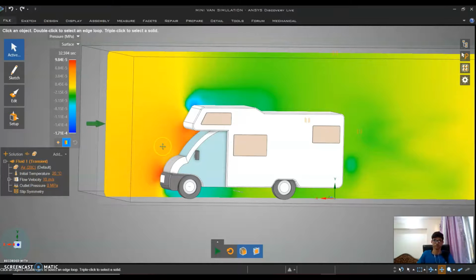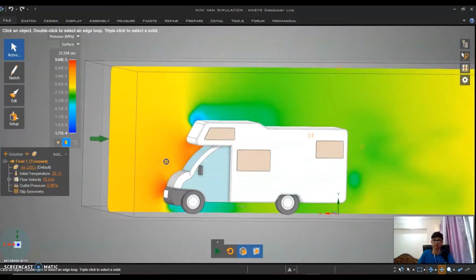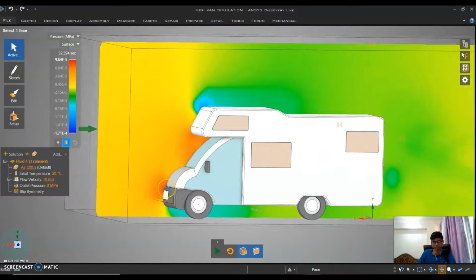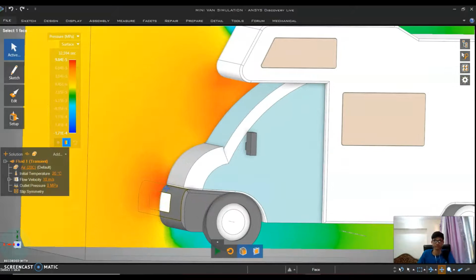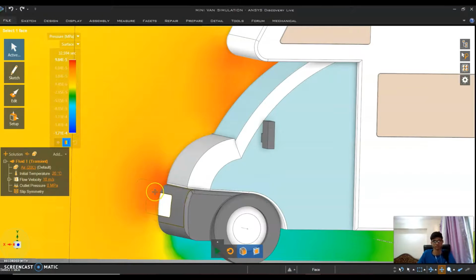Hello sir, this is Sumit Kulkarni and I have done simulation for this minivan. Previously in the video you have seen simulation and the magnitude of pressure acting in different regions of a Formula 1 car. So in this video you will see pressure acting on minivan.